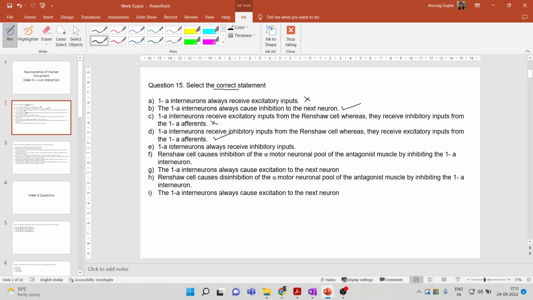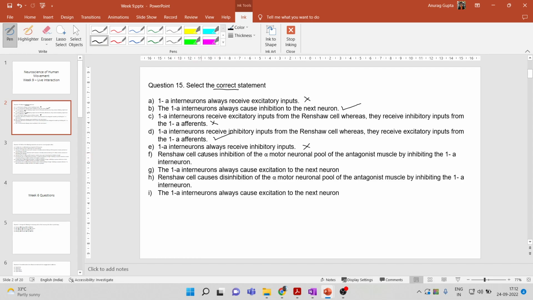And then we have: 1A interneurons always receive inhibitory inputs. No, this is not true. We have again seen why that is the case. The 1A afferent itself excites 1A interneurons. Renshaw cell causes inhibition of the alpha motor neuronal pool of the antagonist muscle by inhibiting the 1A interneuron.